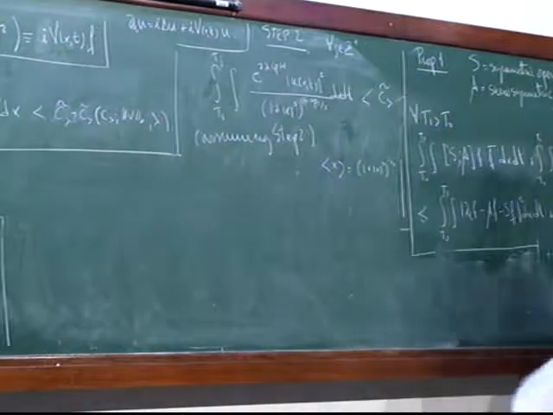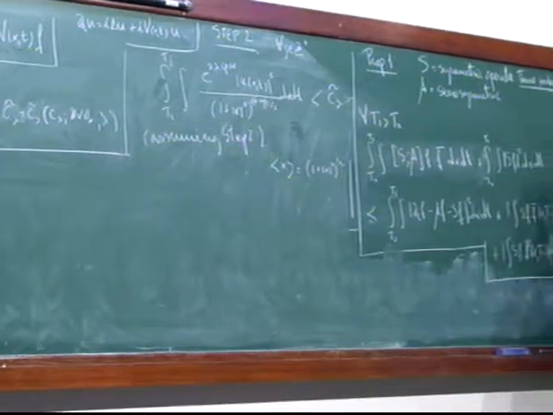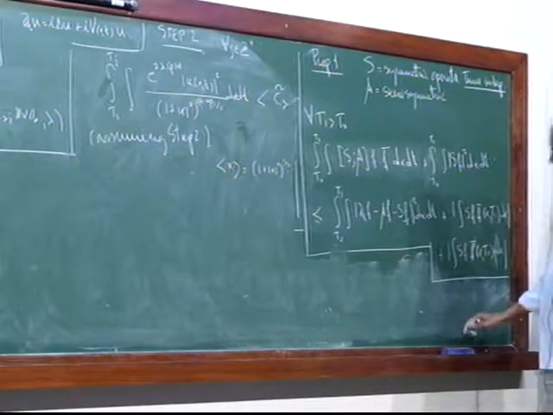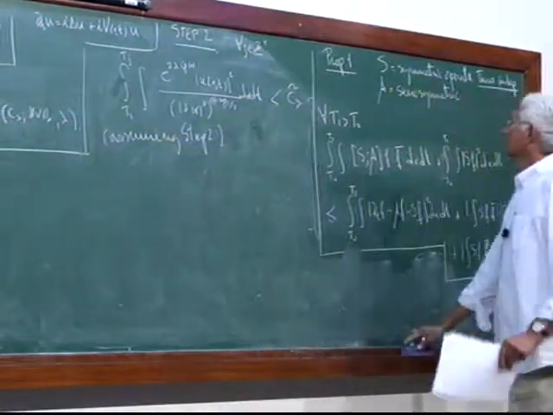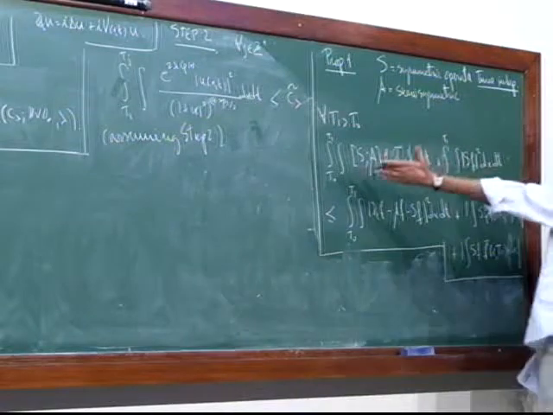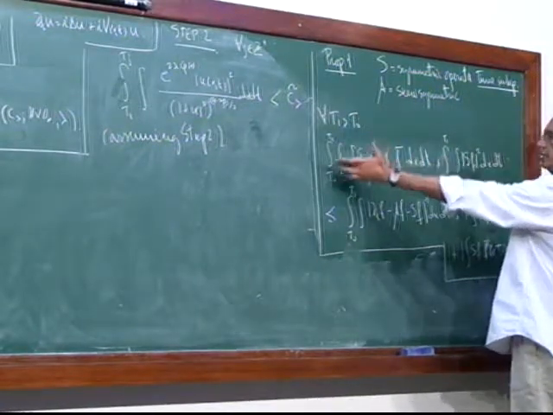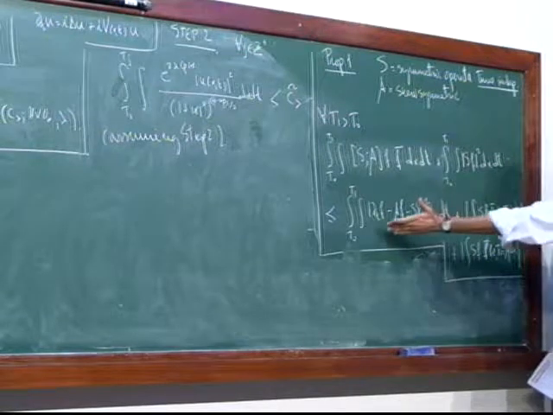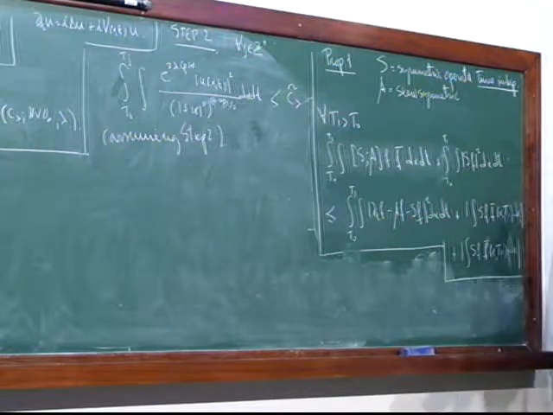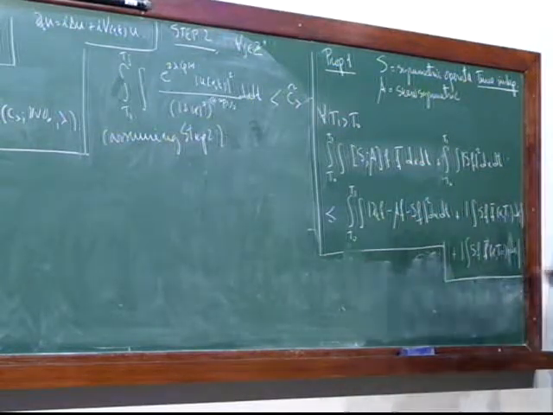Okay, look, proposition 1. What does proposition 1 tell you? That for any time larger than t0, the integral of this quantity plus the integral of this quantity is bounded by this one.